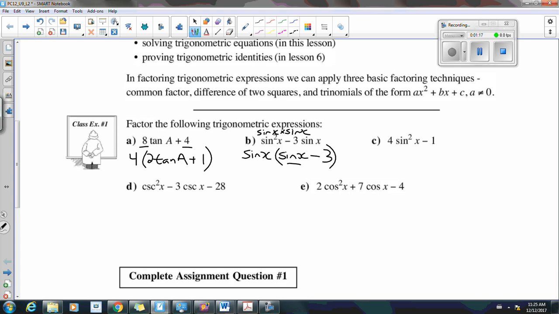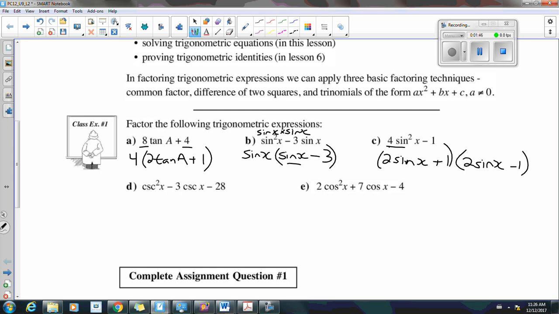Okay, this one's a little bit different. This is actually a difference of squares, because 4 is a perfect square, sine squared is a perfect square, and 1 is a perfect square. So you can factor this like any other difference of squares by taking the square root of the first term plus the square root of the second term, times the square root of the first term minus the square root of the second term.